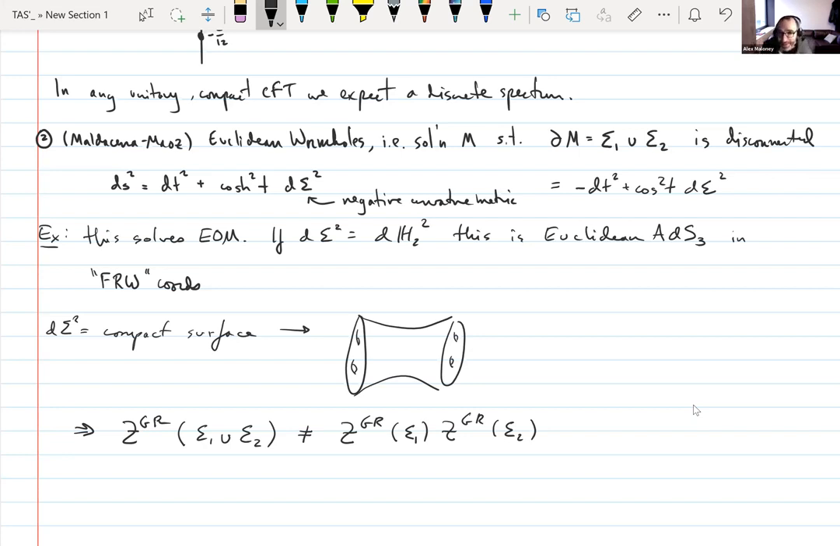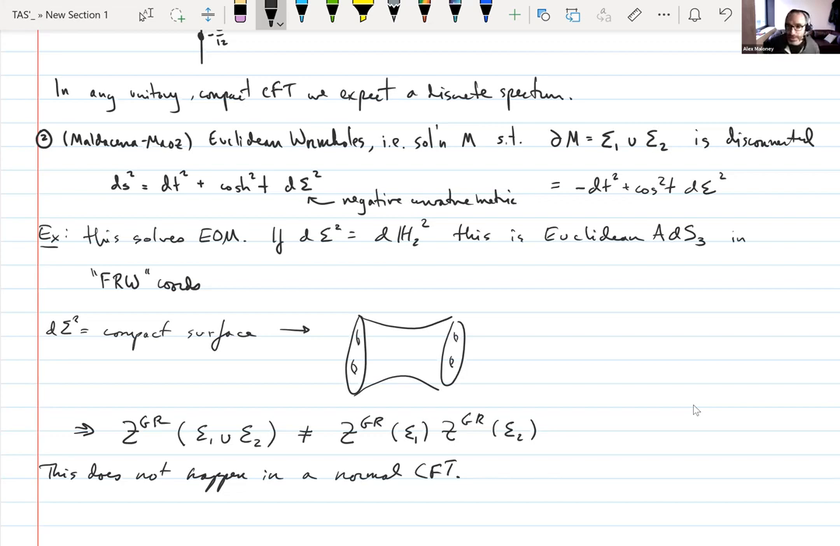But if you believe the AdS-CFT correspondence, where the gravitational path integral is supposed to be a CFT partition function, this can't happen. In particular, this does not happen in a normal conformal field theory. The partition function of a conformal field theory on the disconnected union of two surfaces factorizes. That's practically an axiom of what we mean by a quantum field theory.